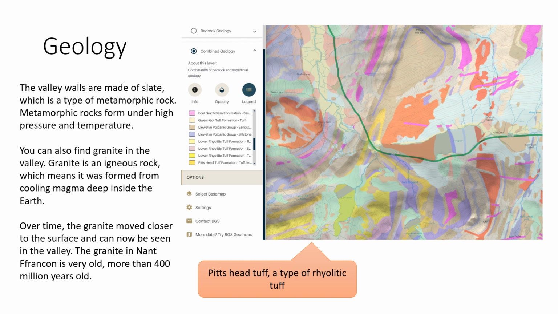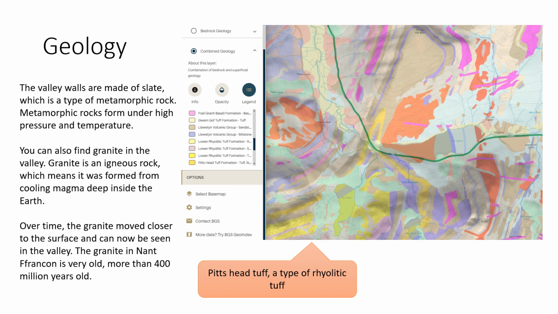metamorphic rock is quite resistant. We also find granitic rock here, so the granite that was formed when this was a volcanically active area is still present, and that is very resistant. So we do have variations in the type and resistance of the geology here. Over time, that granite has moved closer to the surface as there's been periods of ice ages and erosion, and that's now quite evident in the Nant Ffrancon Valley.